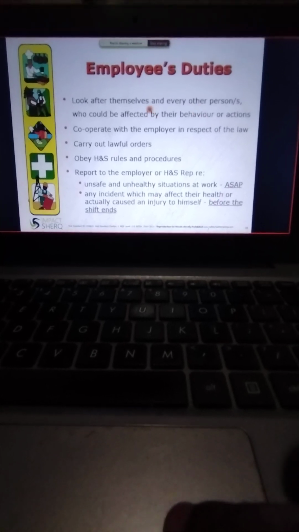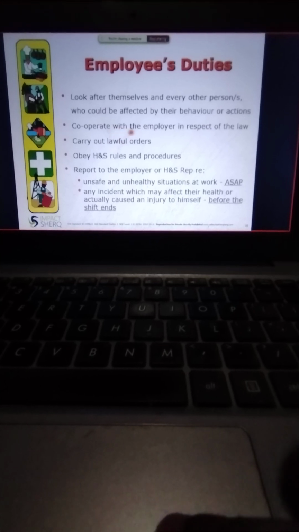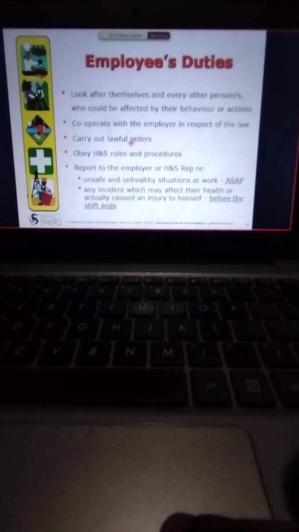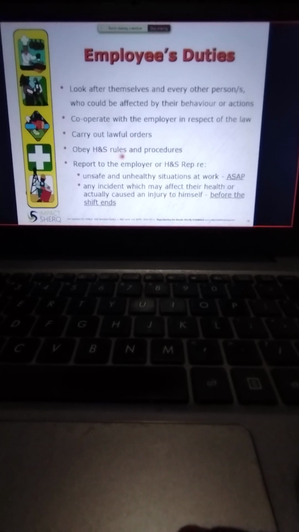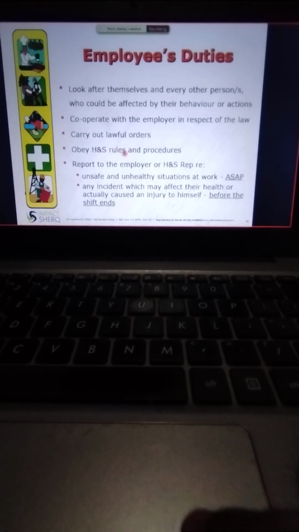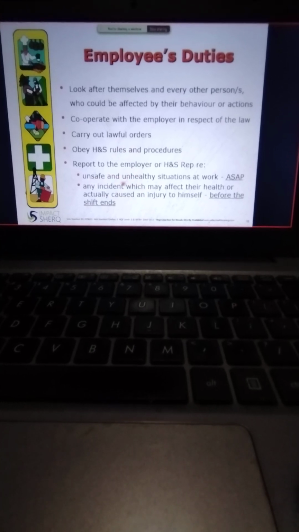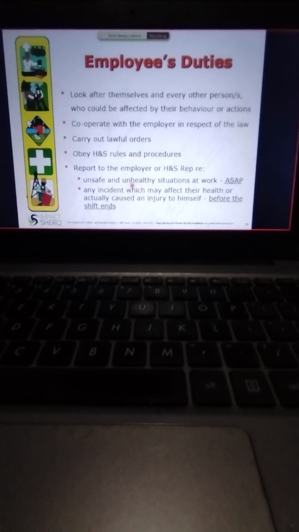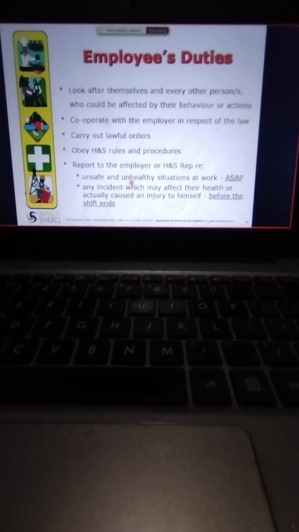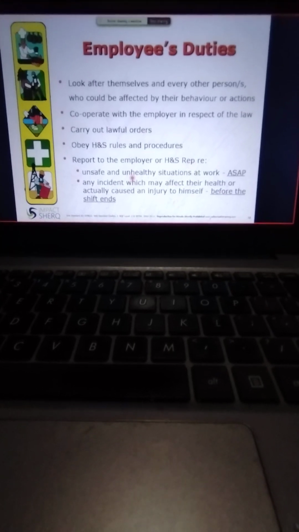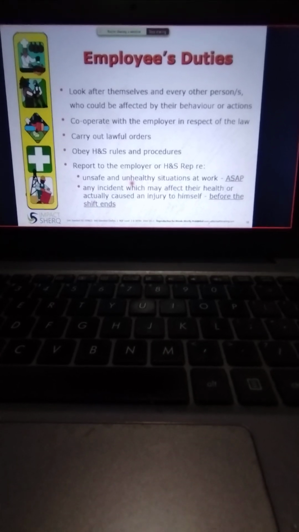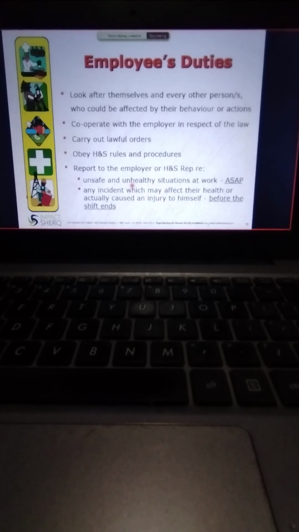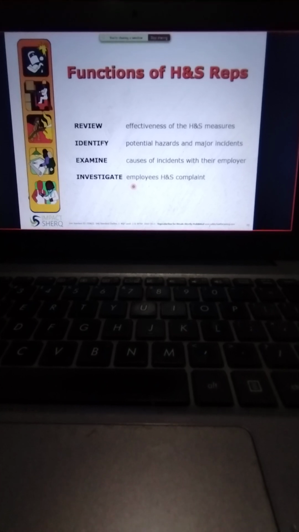Employees have to look after themselves. Employees have to cooperate with the employer. Employees have to carry out lawful orders. Employees have to what? Obey health and safety rules. And employees have to report if they see something which is unhealthy. And that's very, very important. So when it comes to health and safety, we learn that employees have a duty also, so as to make sure that they are safe and they are without risk. And that's very, very important and very, very critical.